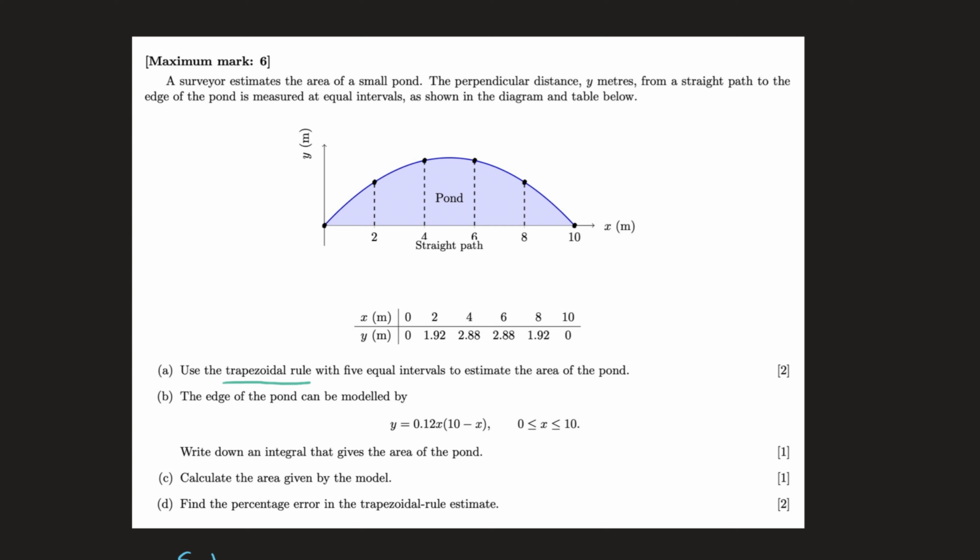And again, we can check. We have 1, 2, 3, 4, 5, and 6 y values, which is exactly what we can see in the table down here. So we indeed have 5 equal intervals. That being said, I'll carry on.